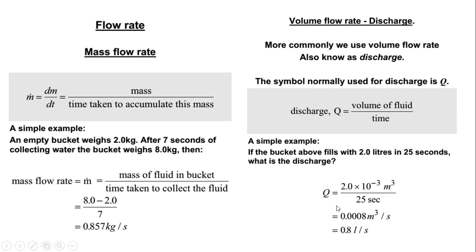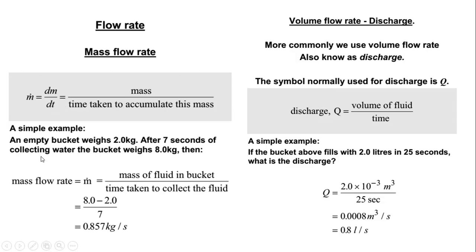Okay. So now let's come to some calculations. For the calculations that we are going to look at in fluid dynamics, we first need to look at some definitions that we use the most. First one is what is known as mass flow rate. Mass flow rate can be defined as mass over time taken to accumulate this mass. The symbol that we use for mass flow rate is m dot, which is equal to dm over dt.